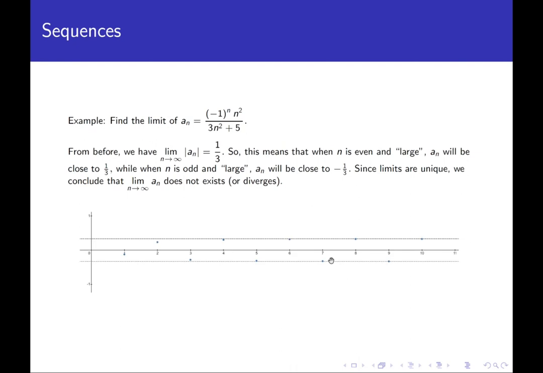Here's a graphic representation of what's going on with the sequence. First term is negative, second term is positive, third term is negative, fourth term is positive. Negative, positive all the way. And notice again, the even terms are getting closer and closer to 1/3. That's what that dashed line there represents. And the odd terms are getting closer and closer to -1/3.